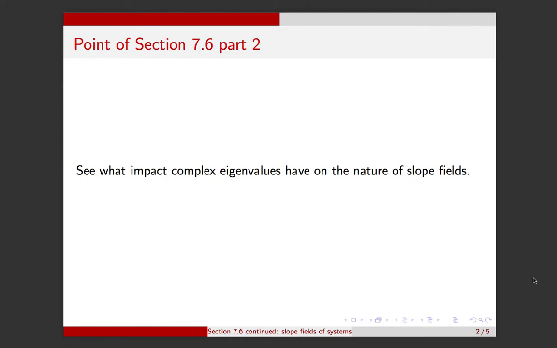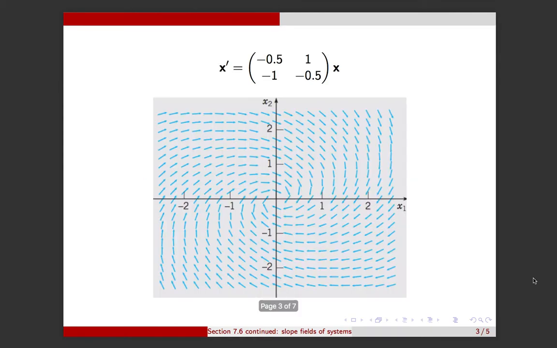Now that we've seen both real eigenvalues and complex eigenvalues: the real eigenvalue systems, recall from section 7.5, did not have trig anywhere in the answers. But in section 7.6, the complex eigenvalues somehow spit trig out in their answers. And so, of course, if you have functions with trig in them versus functions with no trig in them, you're going to get different behavior, different looking things. So anyway, let's just see what impact that trig has.